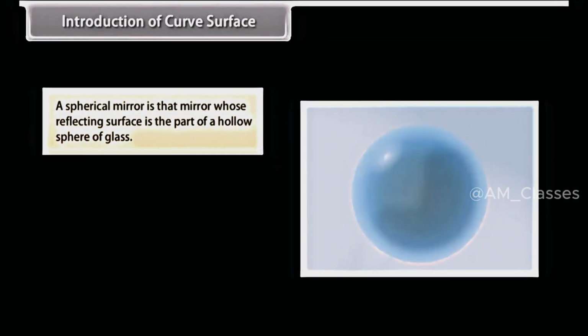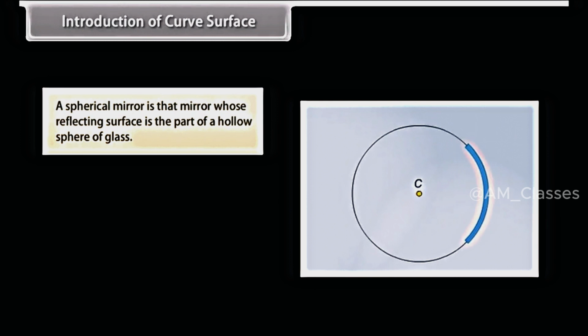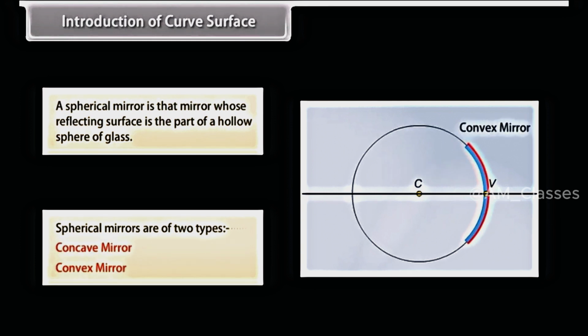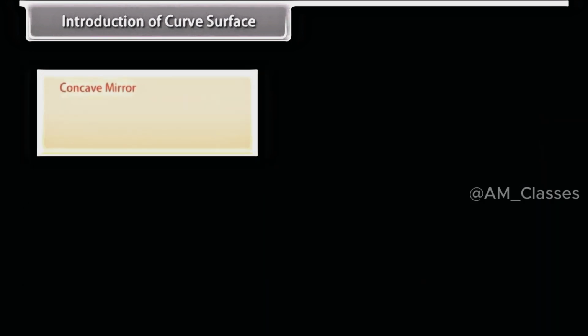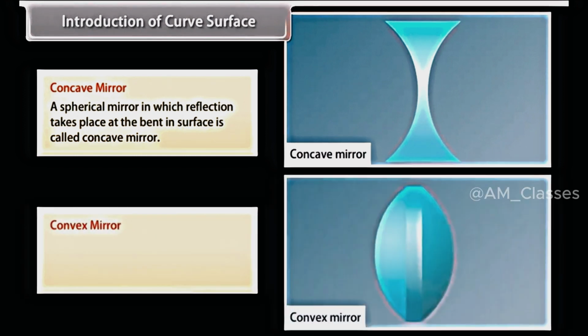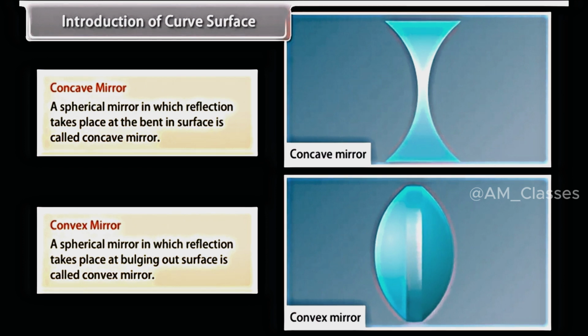Introduction of curved surface. A spherical mirror is a mirror whose reflecting surface is the part of a hollow sphere of glass. Spherical mirrors are of two types, concave mirror and convex mirror. Concave mirror: a spherical mirror in which reflection takes place at the bent-in surface is called a concave mirror. Convex mirror: a spherical mirror in which reflection takes place at the bulging out surface is called a convex mirror.